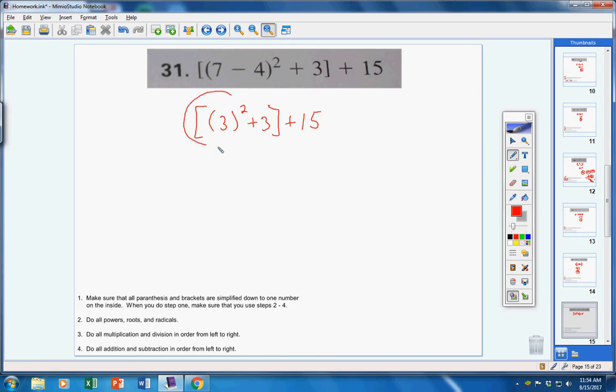Now let's get this bracket down to one number, okay? Powers first. 3 times 3 is 9, plus 3 is 12. So now my bracket is down to one number. Does everybody see that okay?